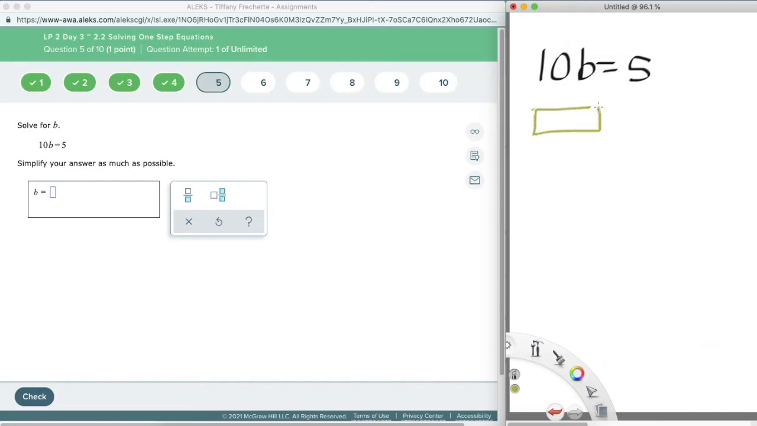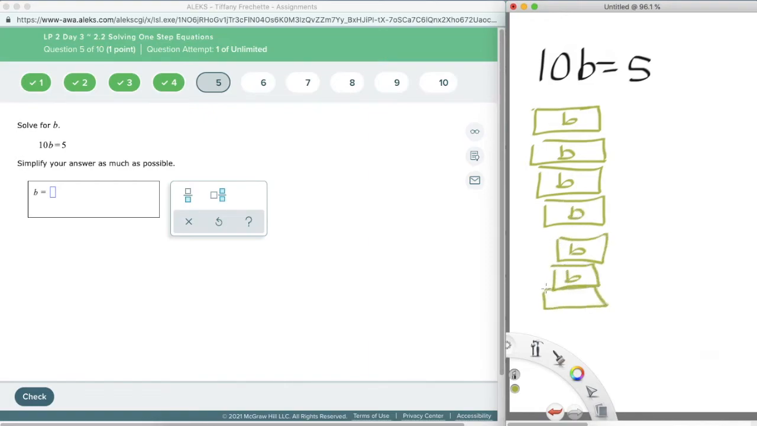So how many do I have? I have 10 of them. So I'm going to draw 10 B's like that. I keep trying to draw those huge. 2, 3, 4, 5, 6, 7, 8, 9, 10. So there are all my B's. There's a ton of them there. Equals 5. 1, 2, 3, 4, 5.